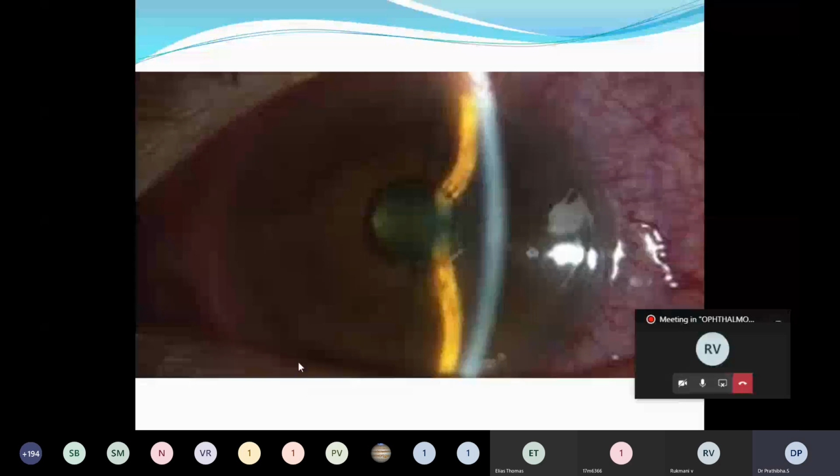Okay, this is a picture where there is a posterior synechiae. Can you see posterior synechiae here? This is a case of uveitis. There is circumciliary congestion, posterior synechiae, and a little bit of corneal edema.